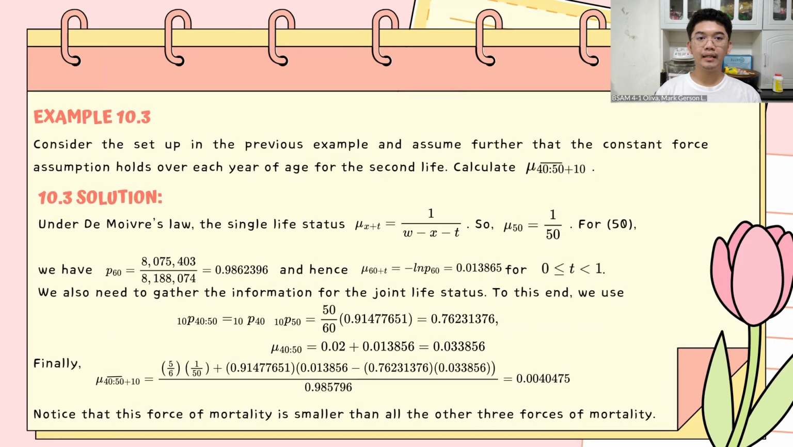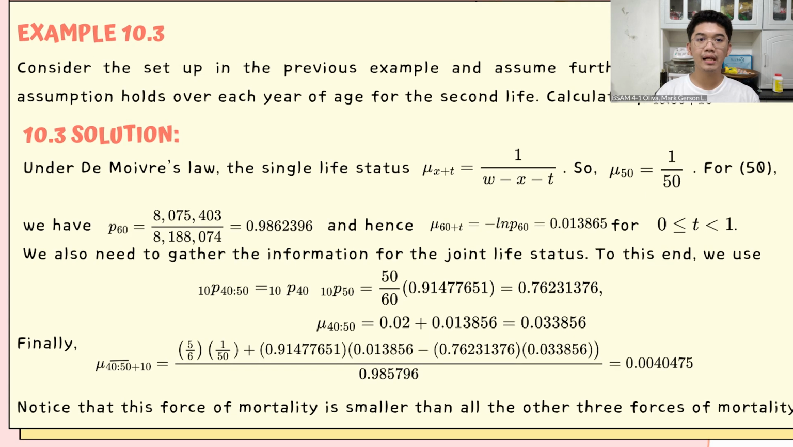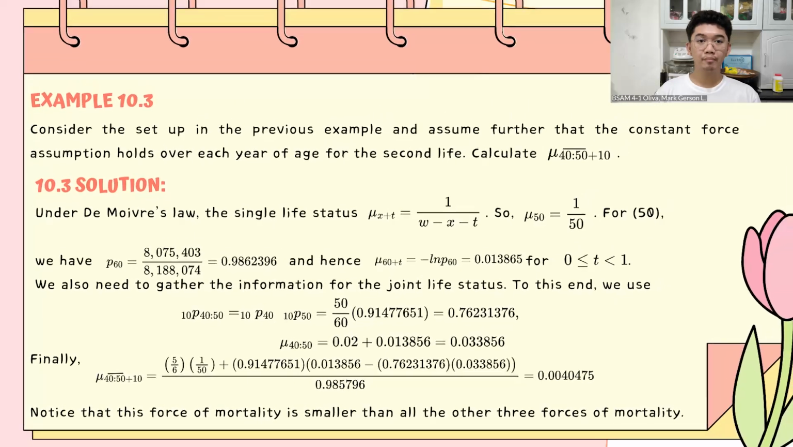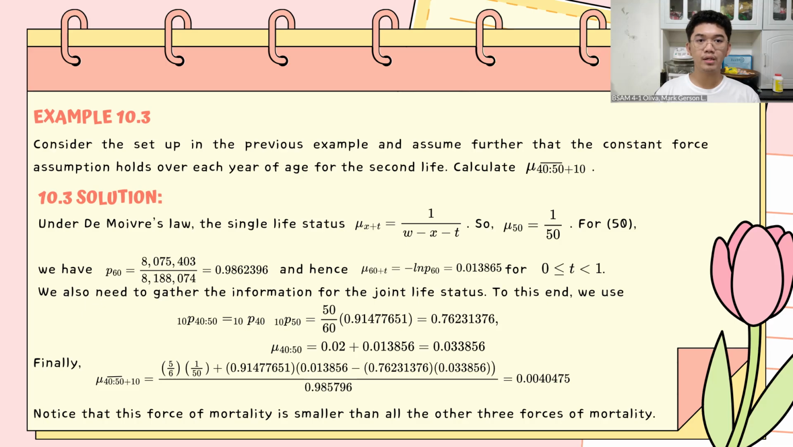Let's calculate the force of mortality for the last survivor status of two lives 40 and 50 at time 10. We start with De Moivre's law, which helps us determine the individual force of mortality. For the second life, age 50, this is straightforward. Using survival probabilities, we also calculate the force of mortality at age 60. Next, we need the joint survival probability, which we compute using the product of survival probabilities for both lives. This helps us determine the joint force of mortality. Finally, plugging in everything into the formula, and after simplifications, we get an answer. This result is interesting because it's smaller than the individual forces of mortality, making sense since in last survivor scenarios, at least one person is still alive, lowering the overall rate at which this status ends.